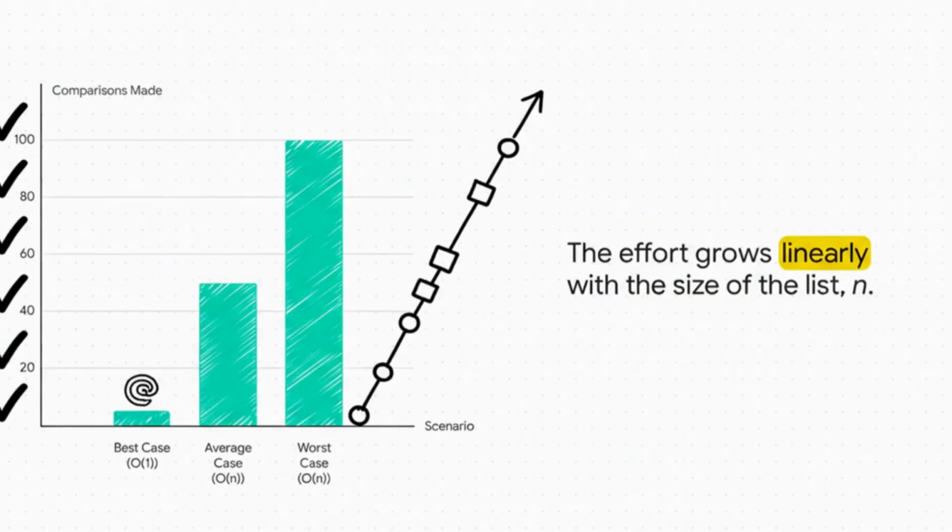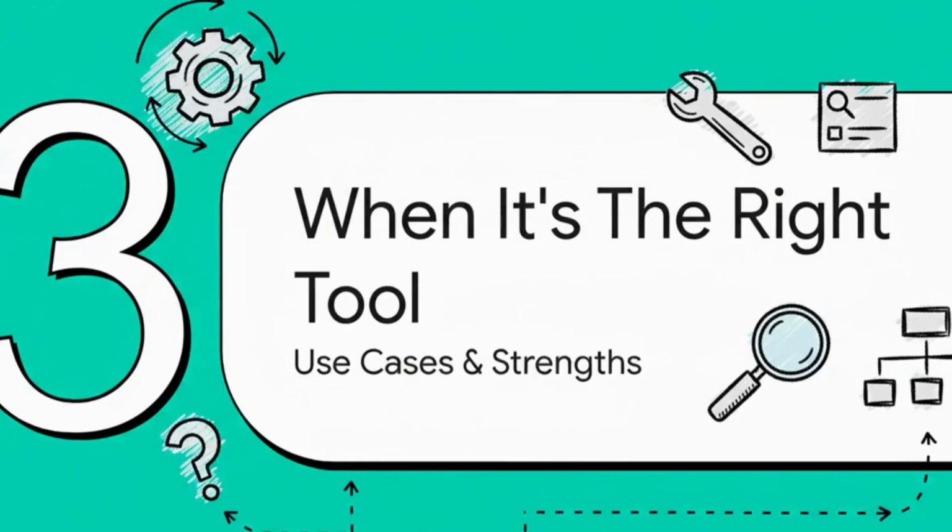We measure this efficiency using something called big O notation. That best case is what we call O of 1, or constant time, because it takes the same single step no matter how long the list is. The worst case, however, is O of n, or linear time. This just means the time it takes grows in a straight line with the number of items, which we call n. So a list with 100 items could take up to 100 steps. And since on average you'll probably check about half the items, we consider the average case to be O of n as well.